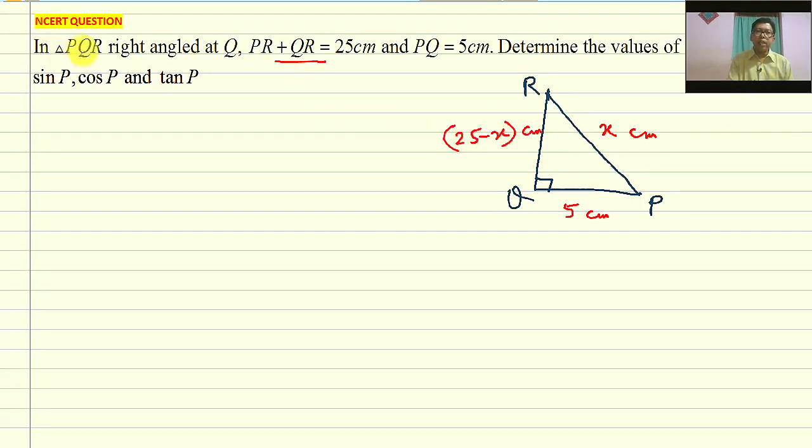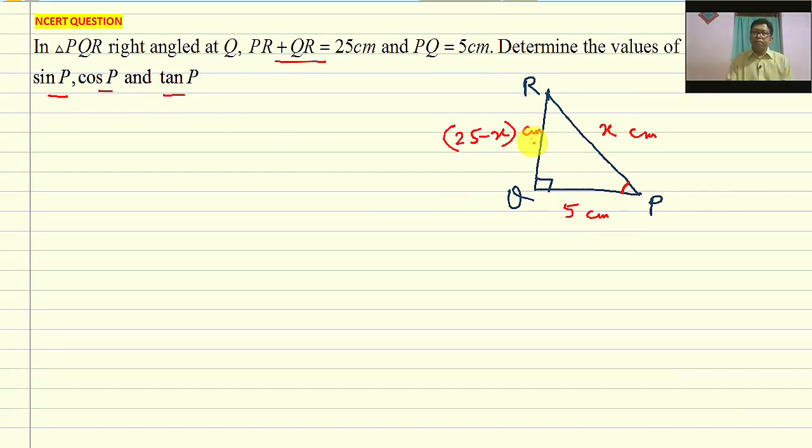In a right angle triangle PQR, right angle at Q, PR plus QR is equal to 25 centimeter. The sum of two sides, PR and QR, is equal to 25 centimeter, and PQ is equal to 5 centimeter. Determine the values of sin P, cos P and tan P. With respect to this angle, we shall find.